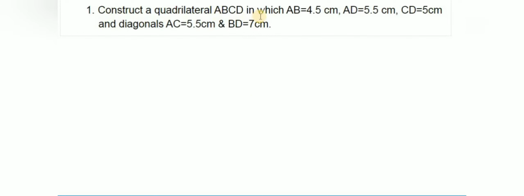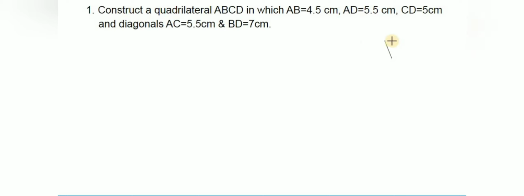Construct a quadrilateral ABCD in which AB is equal to 4.5 cm, AD is equal to 5.5 cm, CD is equal to 5 cm, and the diagonals AC is equal to 5.5 cm and BD is equal to 7 cm. See, there are three sides and two diagonals given. This is the topic in this video. We are going to learn how to construct the quadrilaterals.